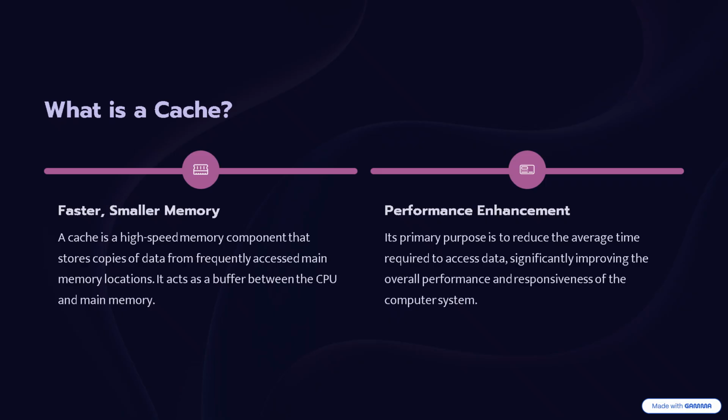So as we know, there are some places on the web that we visit mostly. These places that we visit mostly are stored in the cache memory so that it's easy to access when needed. Performance enhancement. Its primary purpose is to reduce the average time required to access data, significantly improving the overall performance and responsiveness of the computer system.